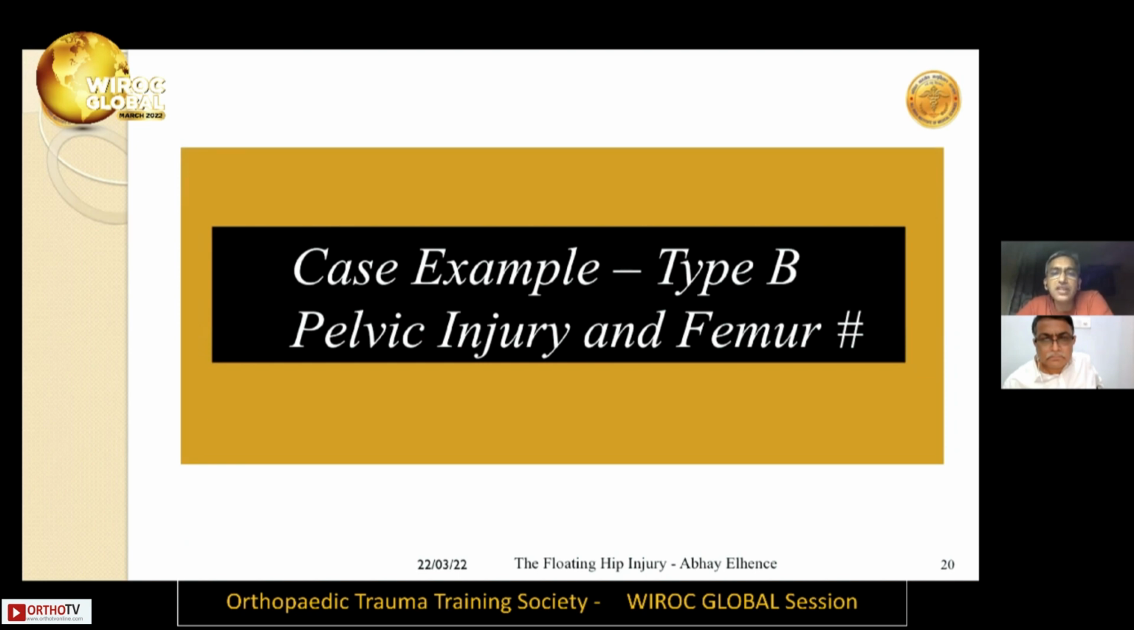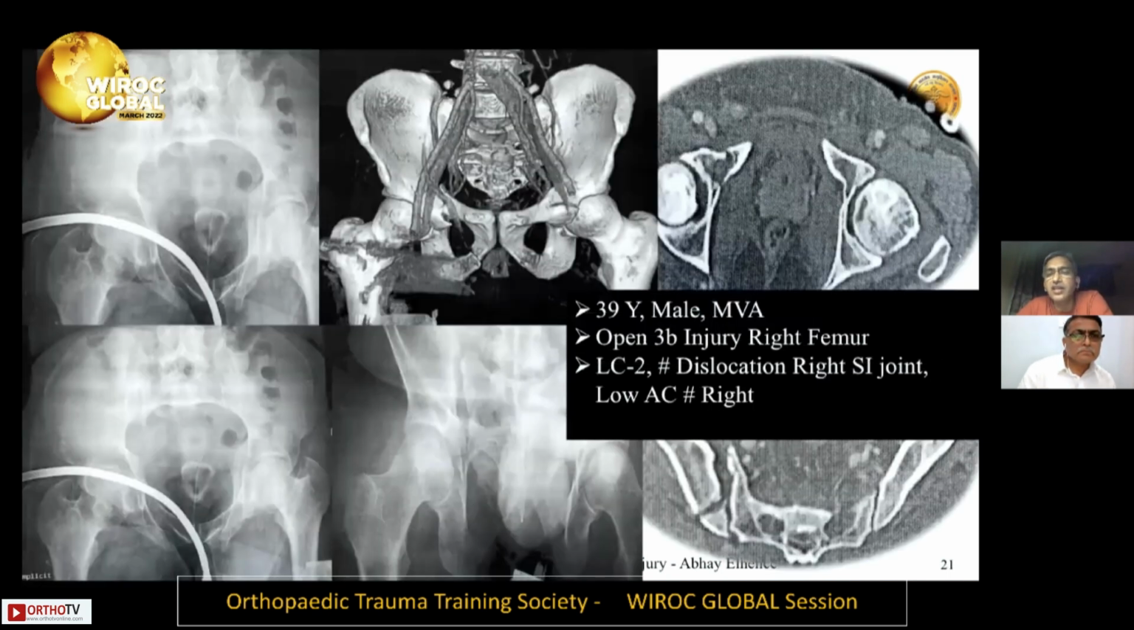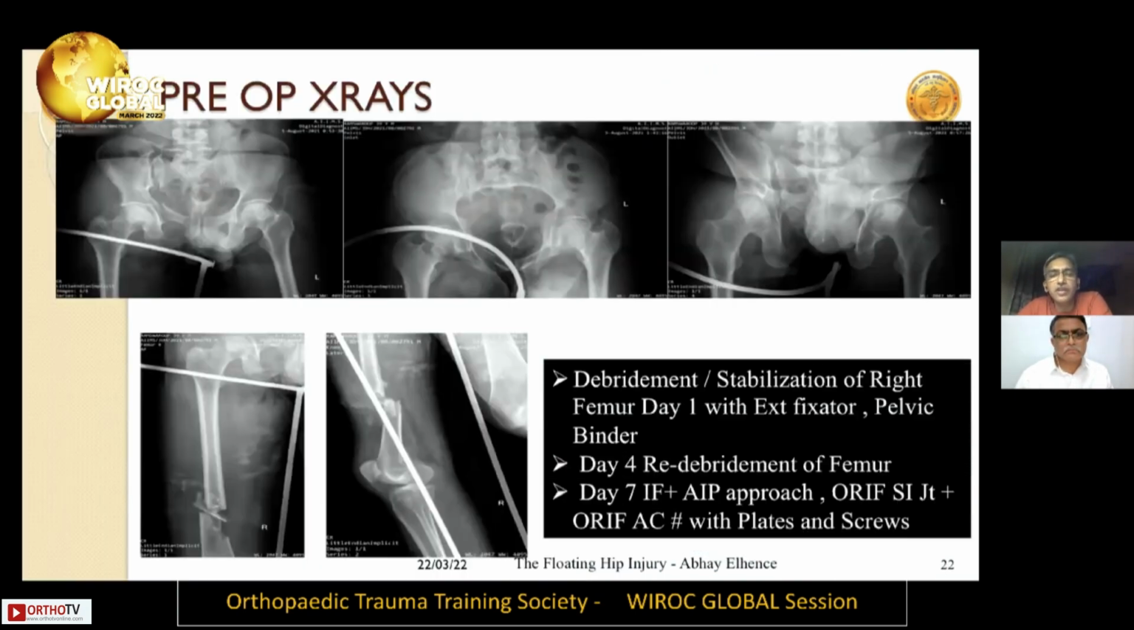Another example is a type B pelvic. It is a type B floating knee, a floating hip, where you have a pelvic injury and a femur fracture. And that's another 39-year-old male, sustained injury in a motor vehicle accident, an open 3B right femur with an LC2 dislocation of the right SI joint and a low anterior column of the right acetabulum. Again, the key is that one has to do a DCO, a debridement, stabilization of the right femur, which was done on the first day.